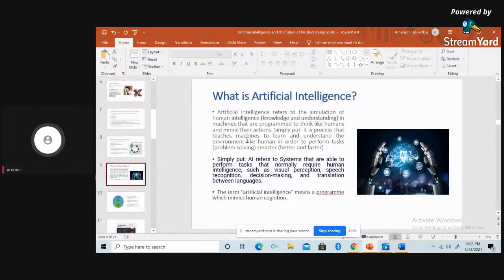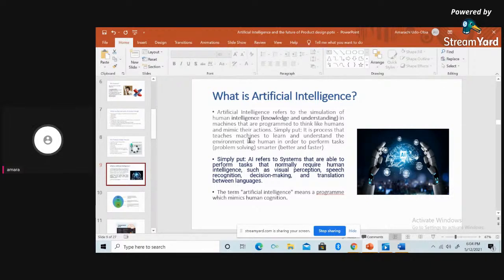So the next thing we're talking about is what is artificial intelligence. I'm not going to go too deep into that. I'm just going to define it and get you guys at least to understand what it is about. Now, artificial intelligence, or AI, refers to the simulation of human intelligence, that is, knowledge and understanding in machines that are programmed to think like humans and mimic our actions. What I'm trying to say is that machines are made to behave like humans. Okay? Simply put, it is a process that teaches machines to learn and understand the environment like humans in order to perform tasks in a smarter way.